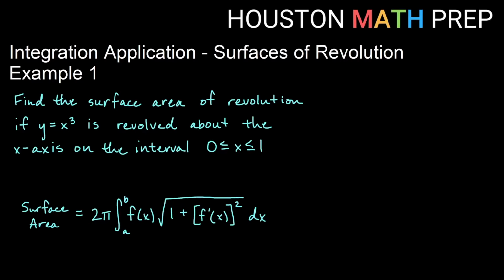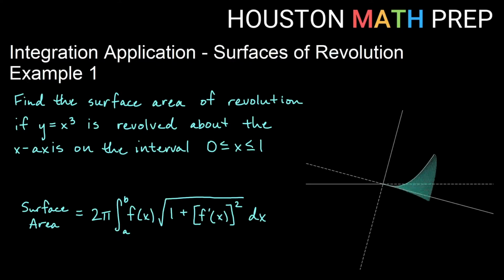We're going to work through our first example of getting a surface of revolution. So we're going to find the surface area of revolution if we take a piece of y equals x cubed, particularly on the interval 0 to 1 for x, revolving that about the x-axis. You can see here from our animation, this is the type of surface that we would get.